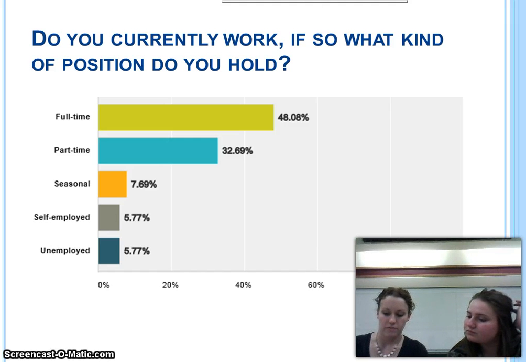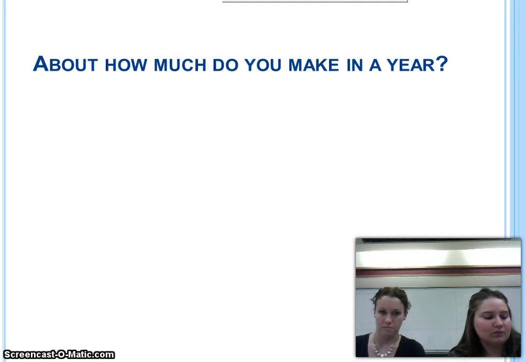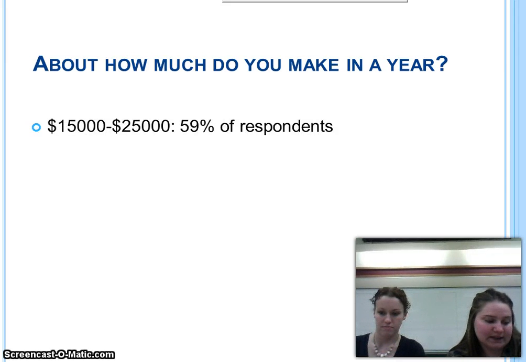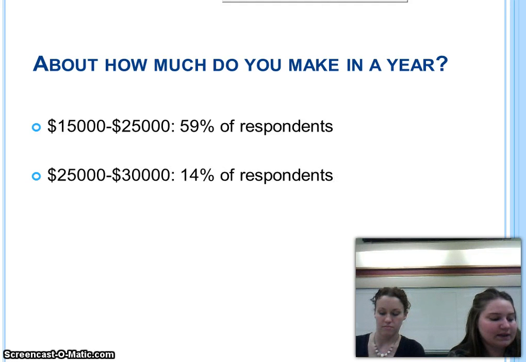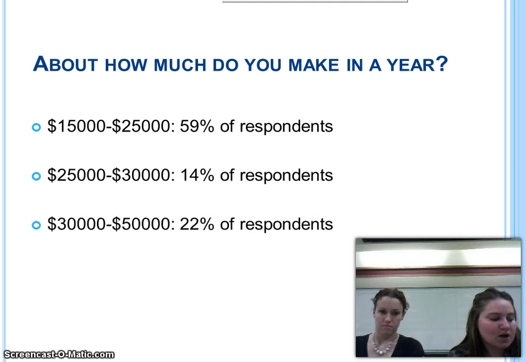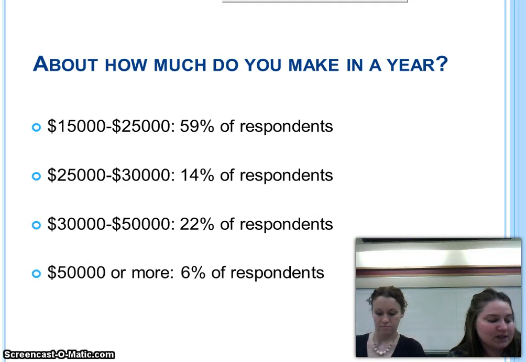The next slide shows a chart of the data that we collected for our survey. When asked how much participants make in a year, 59% of respondents said they make $15,000 to $25,000. 14% of respondents said they make $25,000 to $30,000. 22% of respondents said they make $30,000 to $50,000, and 6% of respondents said they make $50,000 or more.